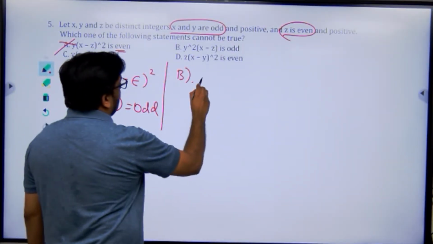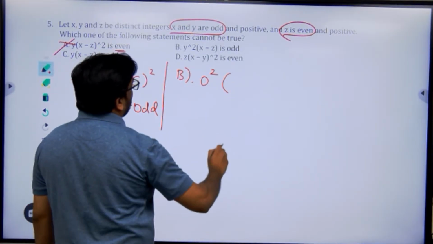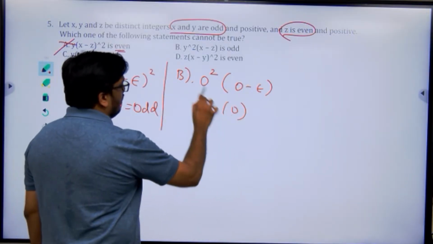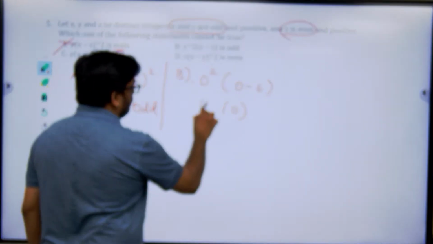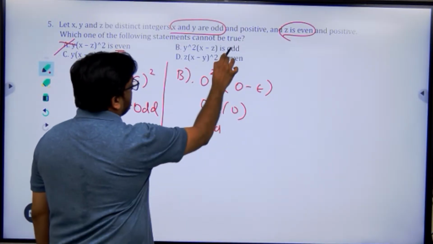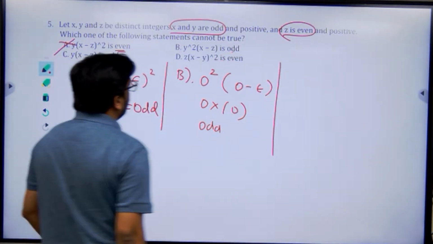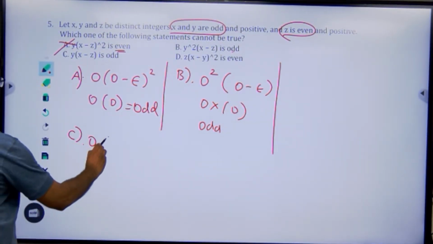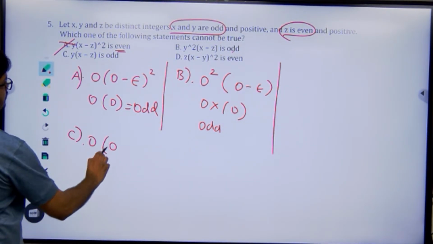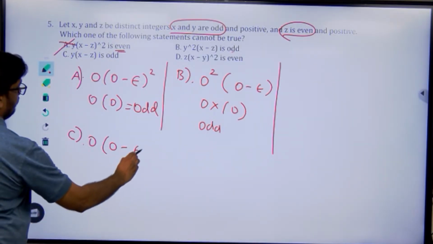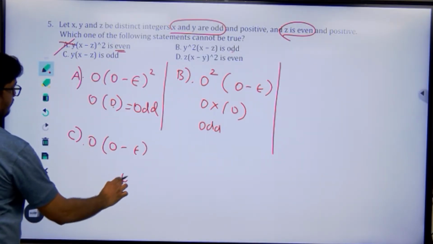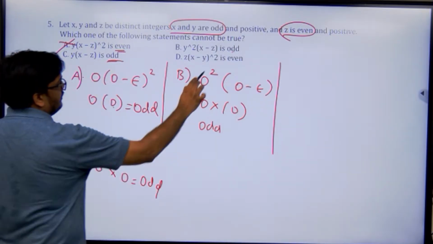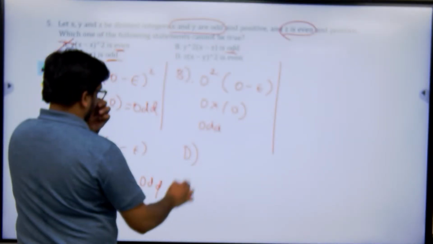Option B: y odd, square of (x minus z). X is odd, z is even. Odd minus even, already you know, is odd. Odd power anything is odd. Odd into odd is odd. Yes, they have given odd, that is correct. Go for option C: y odd, x odd, z even. Odd minus even, you know, is odd. Odd into odd is odd. Yes, they have given odd, that is correct.